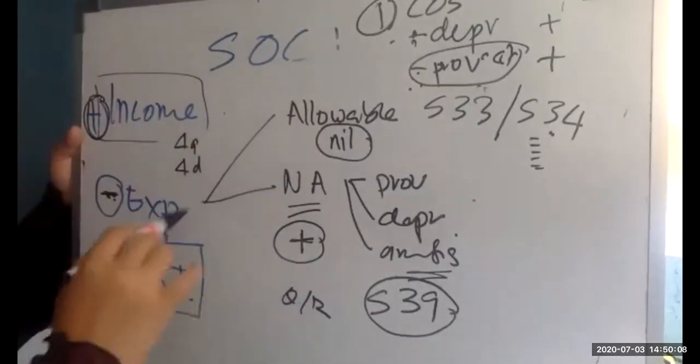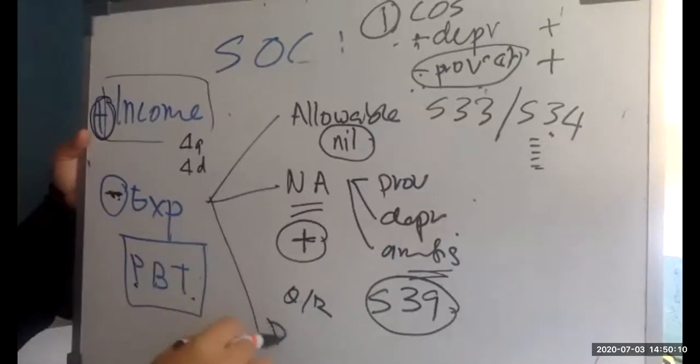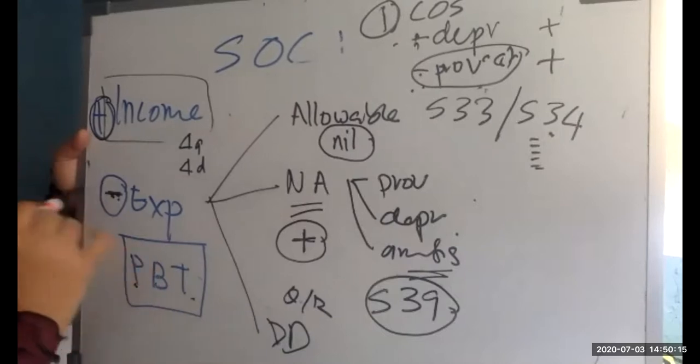Then you have expenses for which you can claim double deduction. When you talk about double deduction, it means that you can claim that expense double.